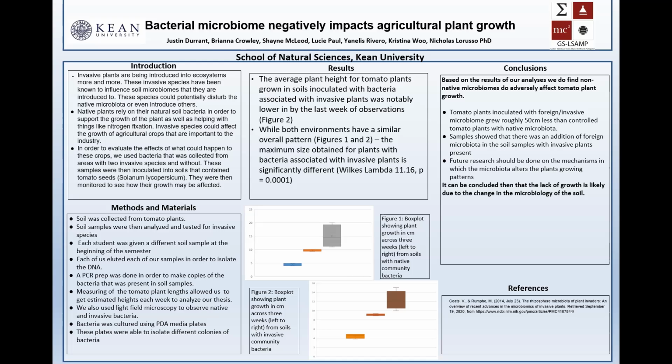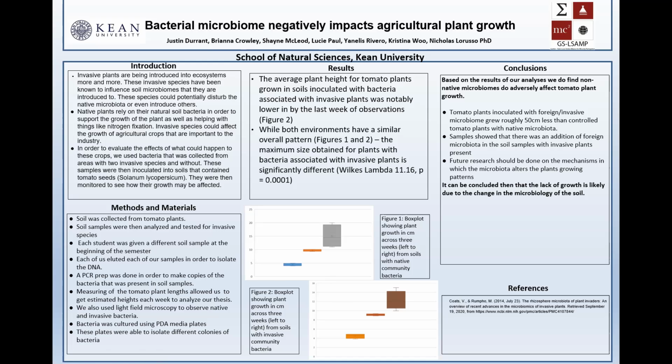test that we conducted. Our results were that the average plant height for the tomato plants inoculated with bacteria associated with invasive plants was notably lower by the last week of our observations. Both environments had a similar overall pattern, but the maximum size obtained for the plants with the bacteria associated with the invasive plants was significantly different.